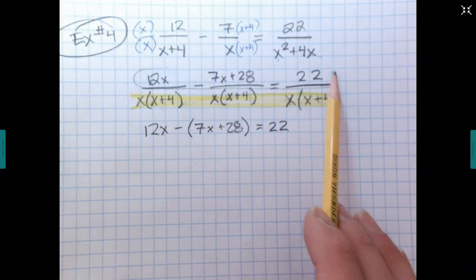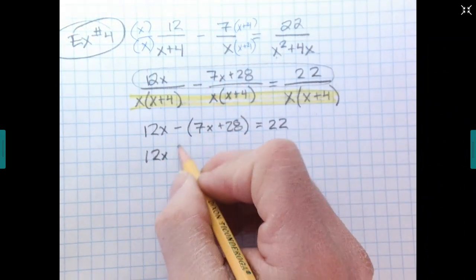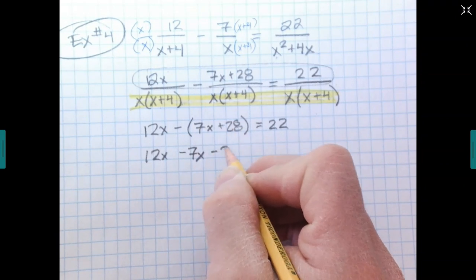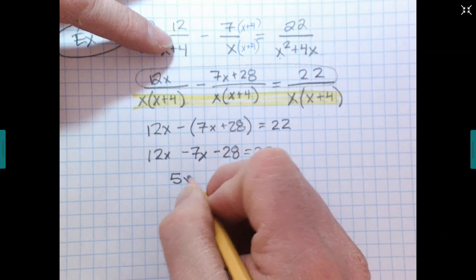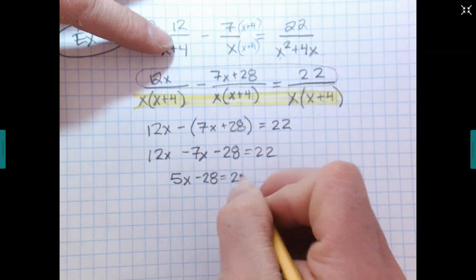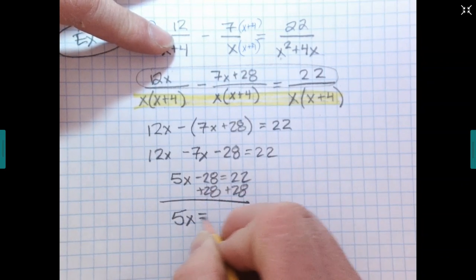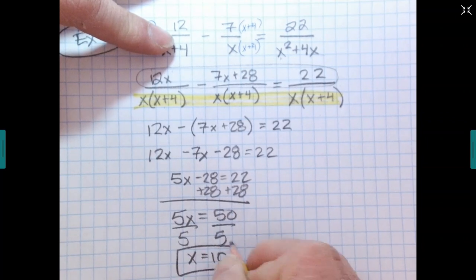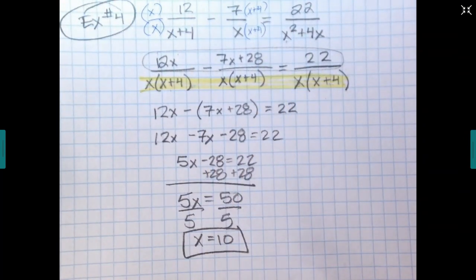So now I'm left with this. Now don't forget, this is minus this whole thing. So I have to add the opposite. So I have to add a negative 7x, and then I have to add a negative 28. All right, 12x minus 7x is 5x. Minus 28 equals 22. Add 28. 5x equals 50. Divide by 5, and x equals 10. There you go. So that was your secret shortcut, to be able to get rid of a denominator if it's all the same.